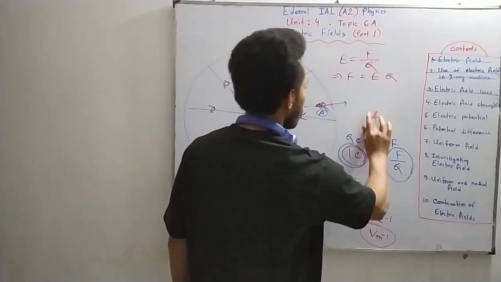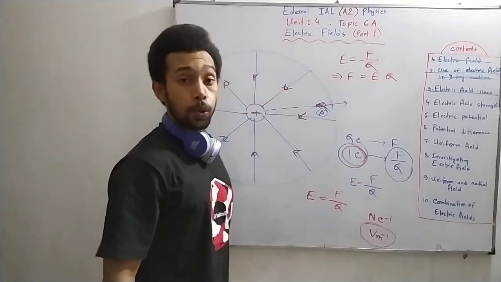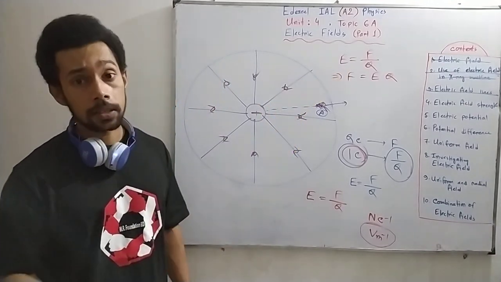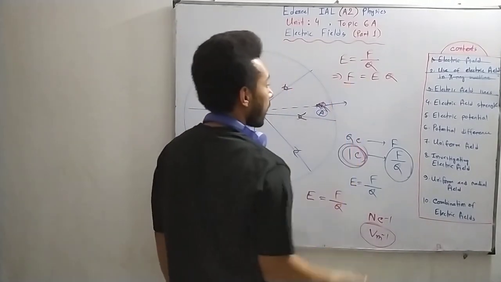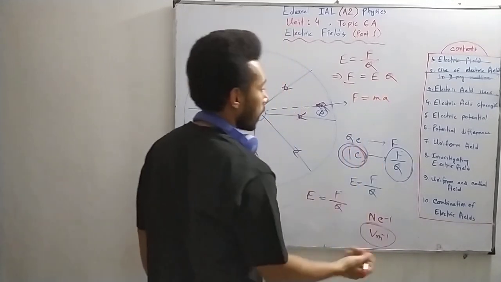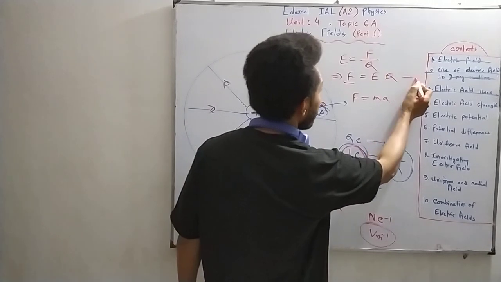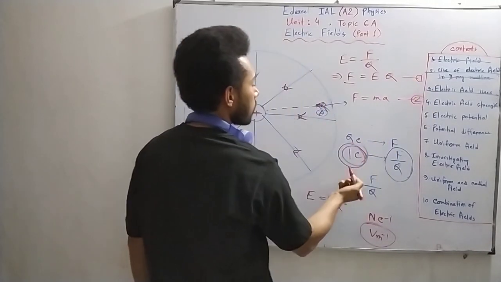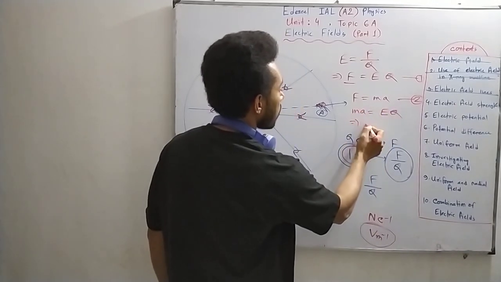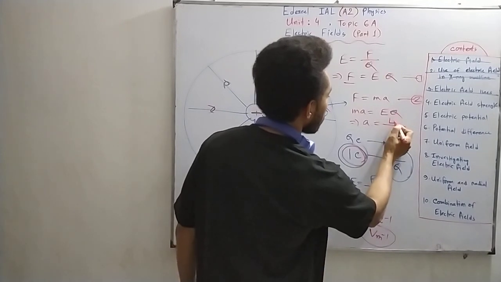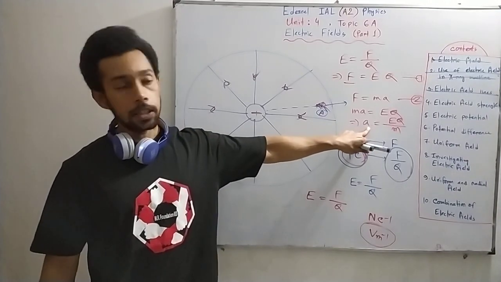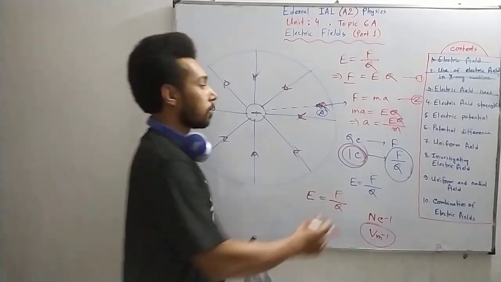Now, this is the force that is causing Q coulomb charge to accelerate. Therefore, we can say that this is an unbalanced force, and for an unbalanced force we have the equation F is equal to ma. If we equate these two equations, we find ma is equal to EQ, and making a the subject, we find a equals EQ divided by m. This is the equation for the acceleration of the charged particle Q, and m is the mass of the charged particle.